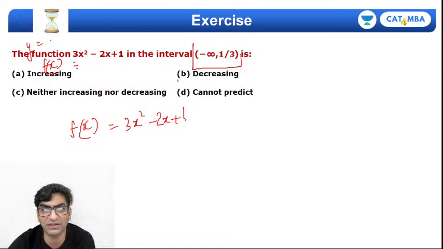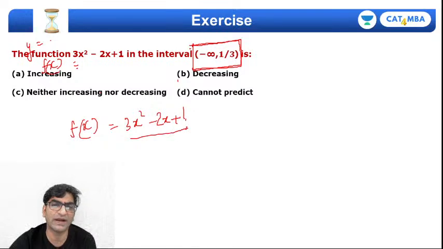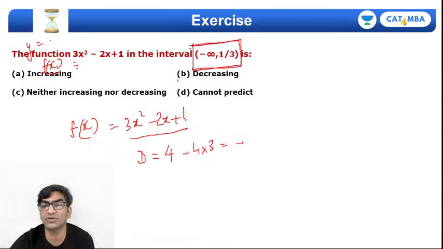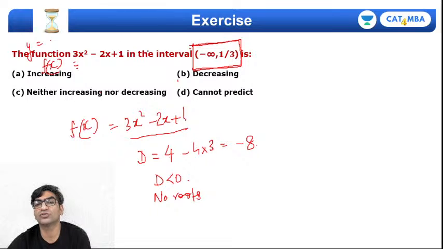And the question asks me to figure this out in a particular range, minus infinity to 1 by 3, right? There are 2-3 ways in which we can solve this. One is whether we can factorize it. Is it possible for me to factorize it? Well, actually no, right? And what is its discriminant anyway? The discriminant is b square minus 4ac, that is 4 minus 4 into 3. So the discriminant comes out negative. Minus 12 plus 4 is minus 8. So D is negative, and when D is negative, there are no real roots.